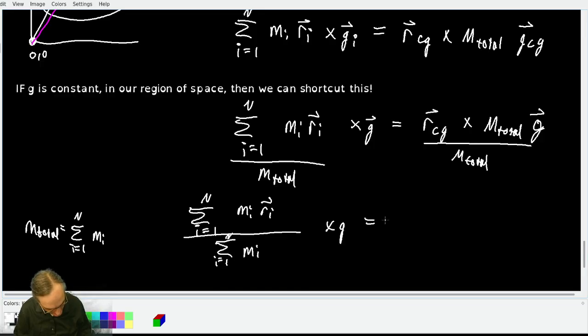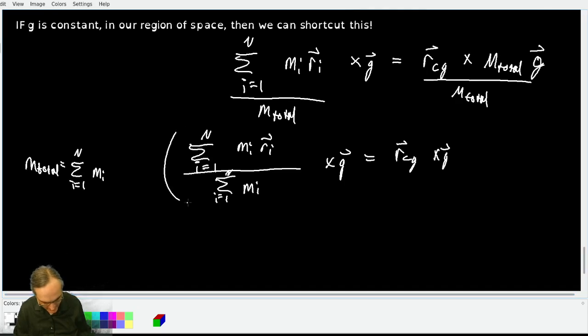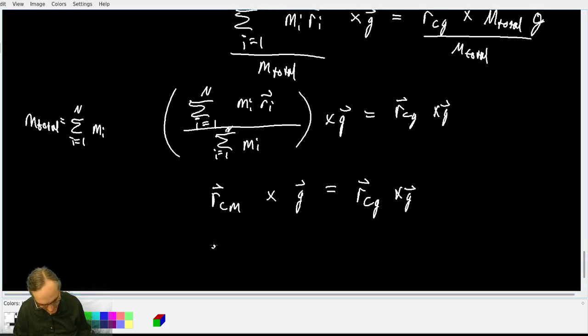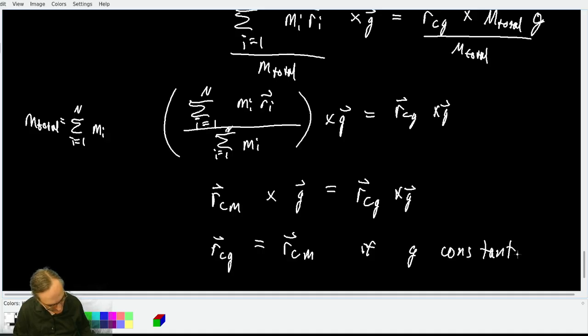And then we have cross g equals R_CG cross g. And I think you can see what's happened here. This thing is something we already know. This is actually R of the center of mass. So we have R of the center of mass cross g is R for the center of gravity cross g, which means the location of the center of gravity is equivalent to the location of the center of mass if g is constant. If g is not constant, it gets shifted.